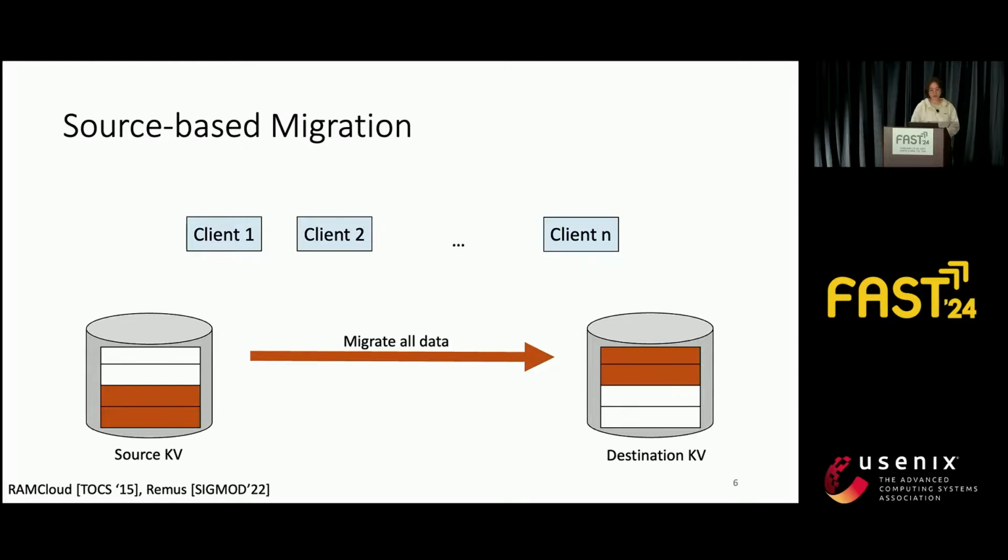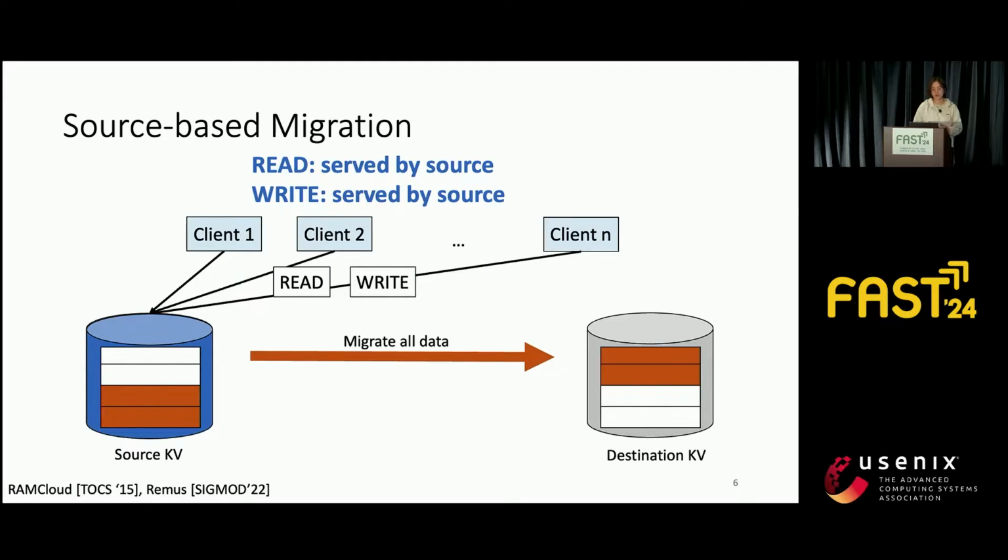Source-based migration uses the source node to serve both read and write requests. However, a write request can update a value of a key-value pair that has already been migrated to the destination, and then the destination will have the stale value. So source-based protocols collect the dirty data log of the updated values and migrate them to the destination server. So finally, the destination will have the updated value.